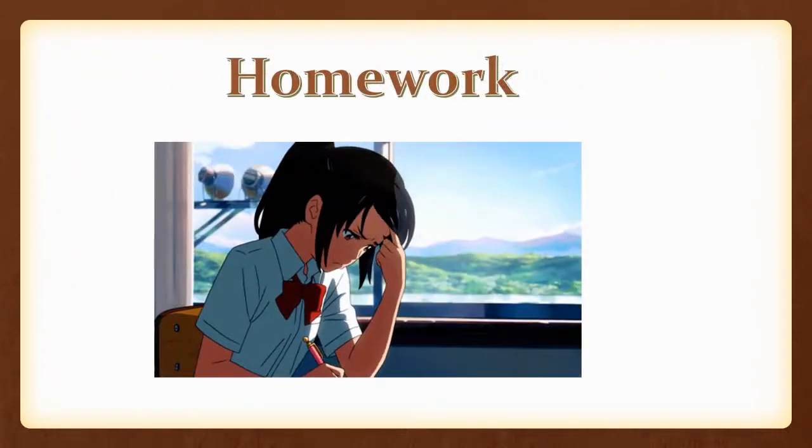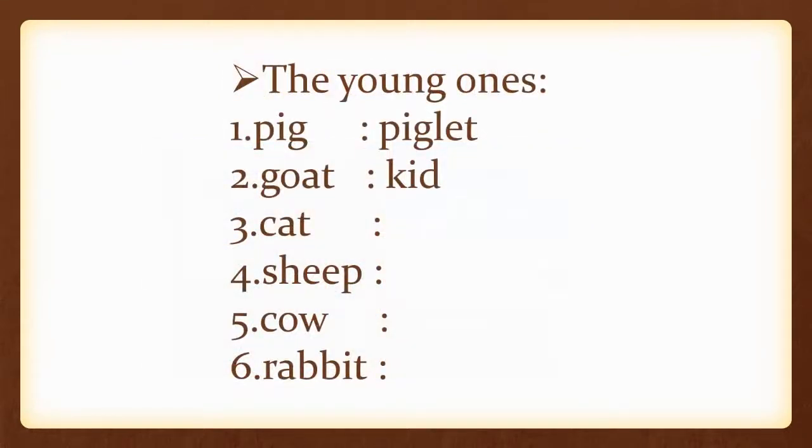It's homework time now. So, students, your homework is the young ones. Here, I have written some names of the animals. So, first one is pig. The young one of pig is called piglet. Second is goat. The young one of goat is called kid. In a similar manner, you are going to write the young one of cat, sheep, cow, and rabbit.